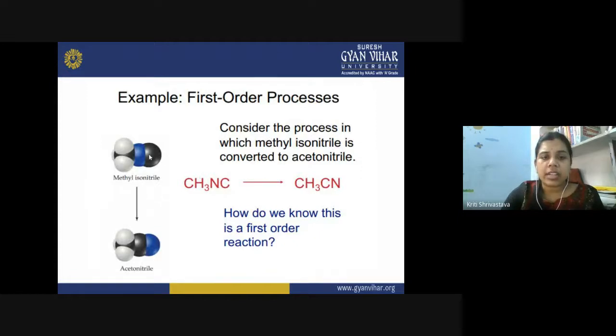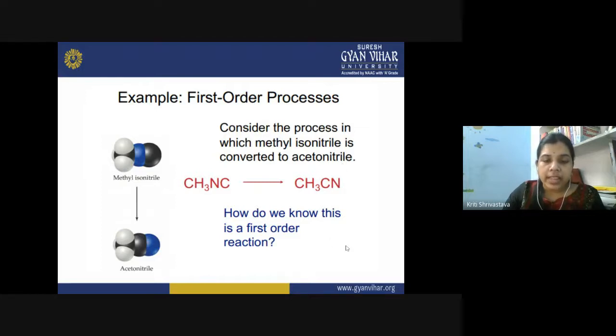Examples of a first order reaction: you can see the conversion of methyl isonitrile, CH3NC, to acetonitrile, that is CH3CN. So what would be the change taking place here? Earlier the functional group was NC, isonitrile, and after the conversion has taken place, it has become CN, that is the cyanide. So this is the process in which methyl isonitrile is converted to acetonitrile.